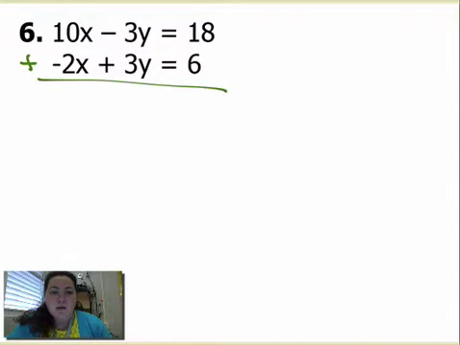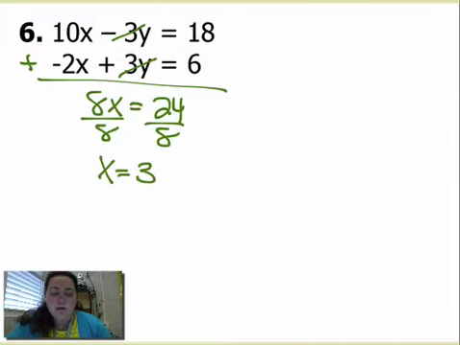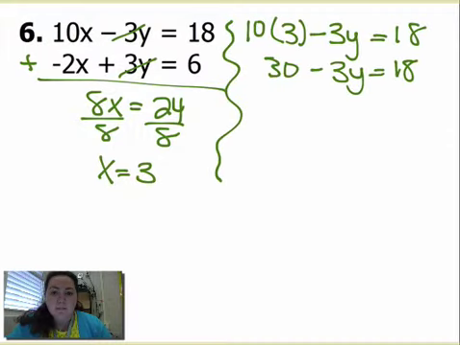Alright, number 6, my y's are the same coefficient. I have one negative, one positive, so I'm going to add them. They're going to cancel. 10x plus negative 2x is 8x. 18 plus 6 is 24. Divide by 8, I get x equals 3.